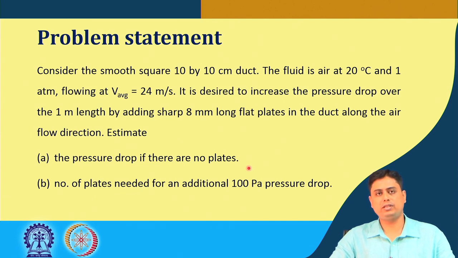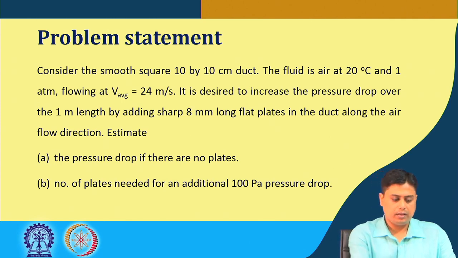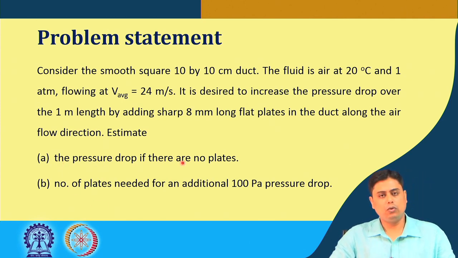So, first of all, we have to estimate the pressure drop if there are no plates, and secondly, in order to increase that pressure drop by 100 Pascal, how many plates are required? Okay. So, the point is that there is a pressure drop when there is no plate, that means a flow in a duct, and then the number of plates to increase the overall pressure drop by 100 Pascal.